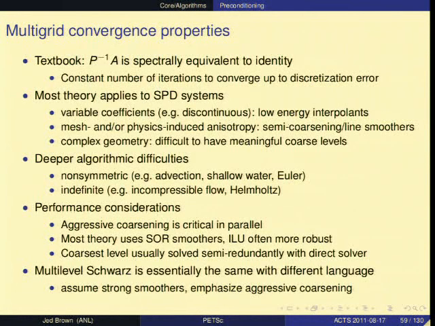So most of the theory applies to symmetric positive definite systems, and even most of it is targeted towards just the scalar case. But there's fairly developed theory in terms of what to do when you have variable coefficients, when you have anisotropy, to some extent dealing with complicated geometry. But those are the kind of things that, while still within the analysis framework, make the methods more technical and might make black box approaches not work well.